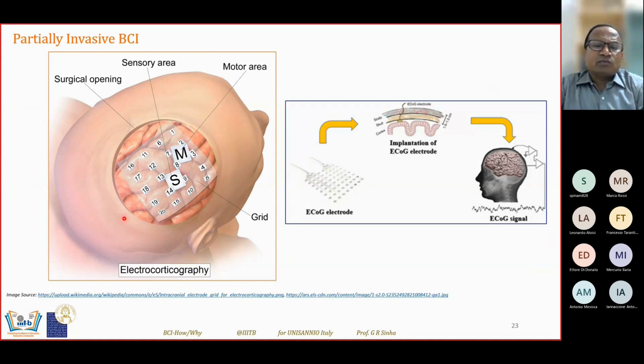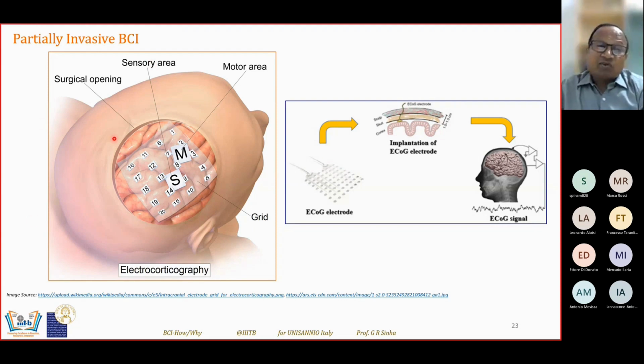Partially invasive, there is one modality called, you read the name here, electrocorticography. Here, we don't completely do the surgery. Some opening is made, and in the sensory area or motor area, some electrode, called an ECoG electrode, can be placed, an implantation made just inside, very near to the skull. It's not in depth. So this is what is called partially invasive.